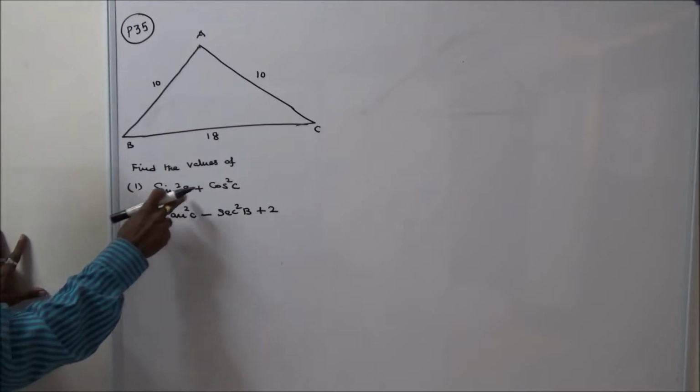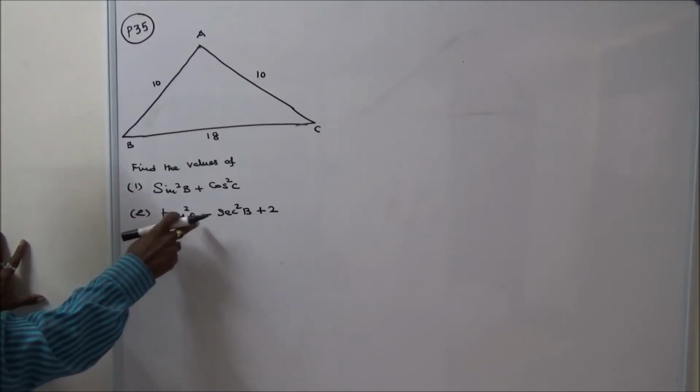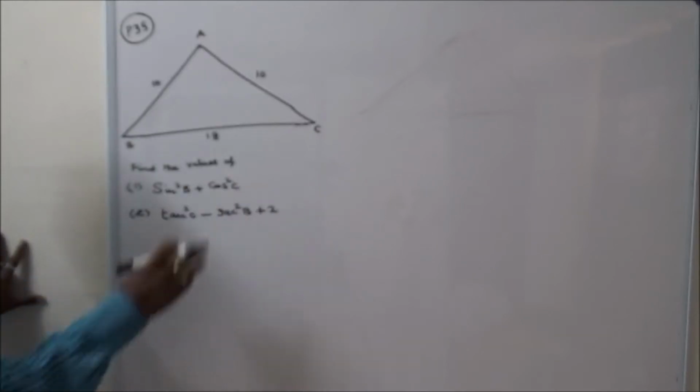1. sin square B plus cos square C. Second question, tan square C minus secant square B plus 2.